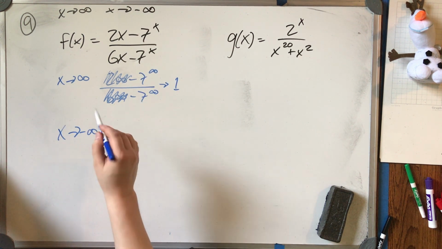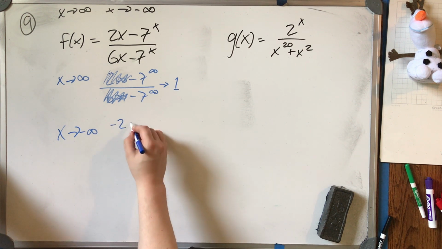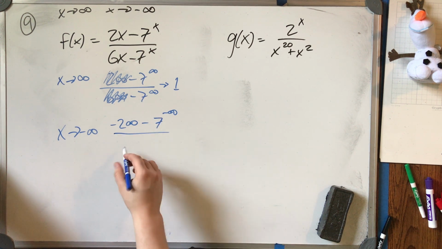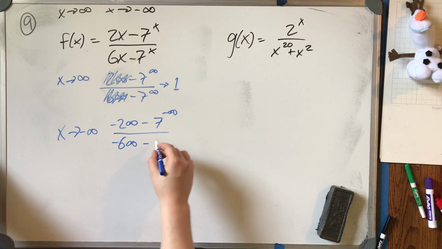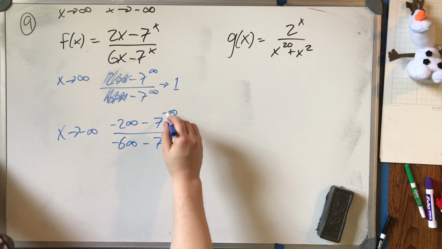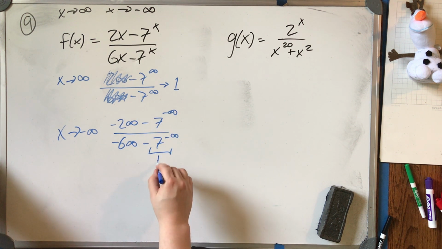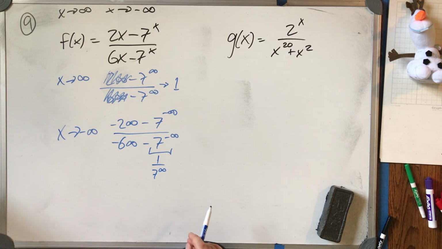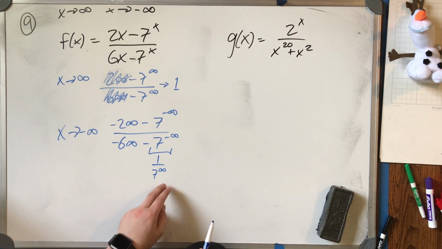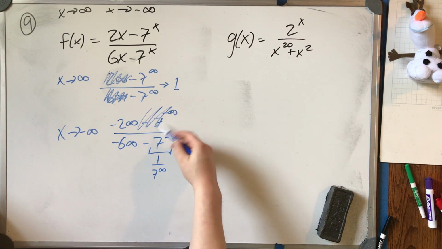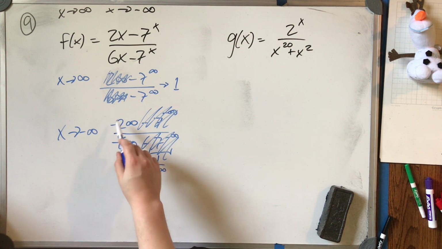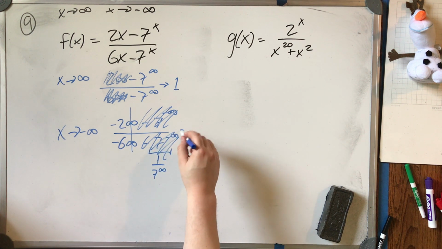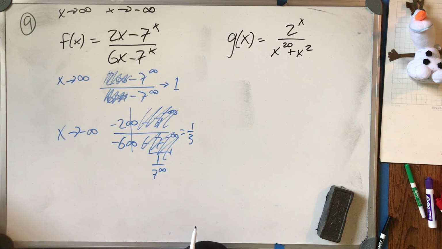When I do negative infinity, some things change. I'm going to get 2, negative 2 infinity minus 7 to the negative infinite power. And that's the thing that's going to change things for us. So this 7 to the negative infinite power is really 1 over 7 to the infinite power. That's really 0. So this time, these guys drop away. So we're really left with negative 2 infinity over negative 6 infinity. Infinities cancel, negatives cancel, and we're left with 1/3.